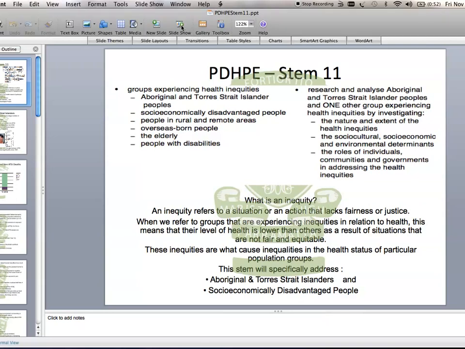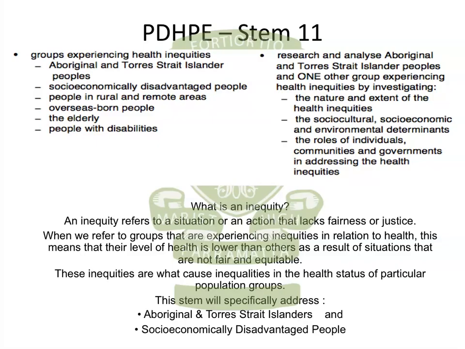The second stem of Core 1 and Stem 11 altogether refers to groups that are experiencing health inequities. And you can see here we've got listed 6 different groups who are all currently experiencing their own health inequities. And if we look over here at the Learn 2, we need to research and analyse Aboriginal and Torres Strait Islander people plus one other group. So the other group we've chosen is the socioeconomically disadvantaged people.